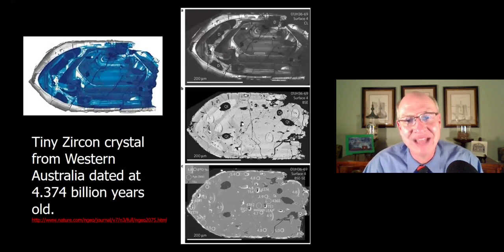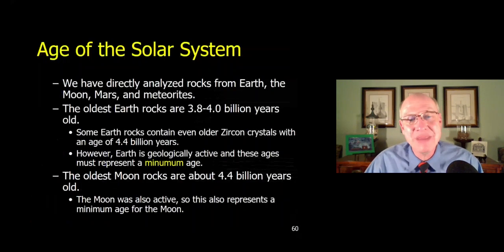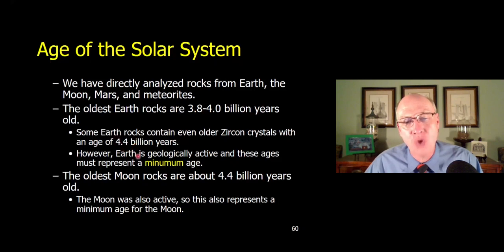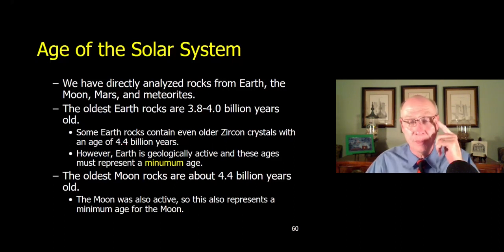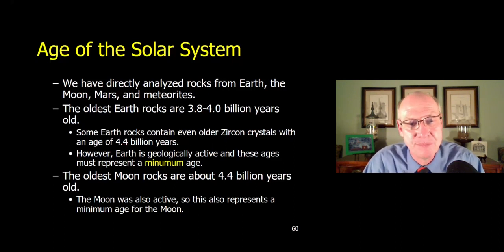That's 4,374,000,000 years old. That's how old it is. So that means the Earth has to be older than that. So we're just going to round that to 4.4 billion years. So the Earth is older than this. This makes it what we call a minimum age. The Earth is at least 4.5 billion years old, but how much older is it than that?